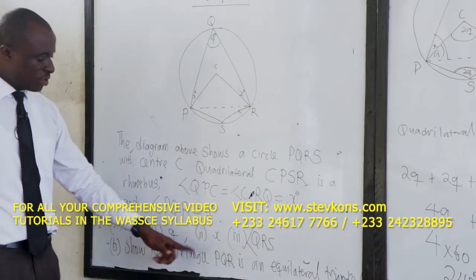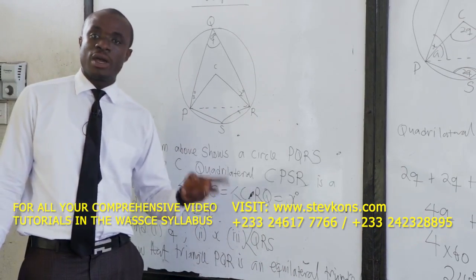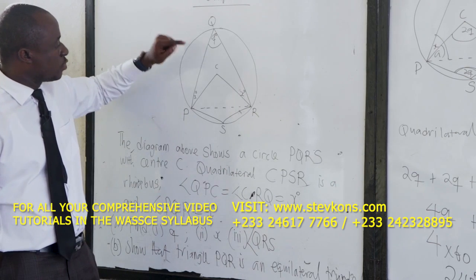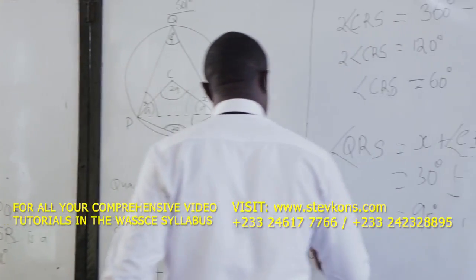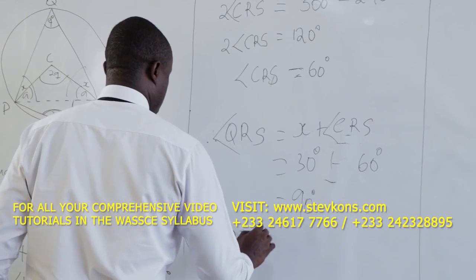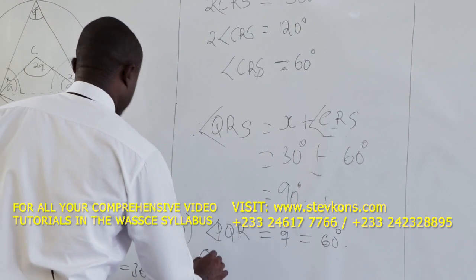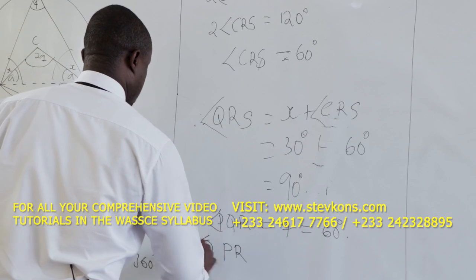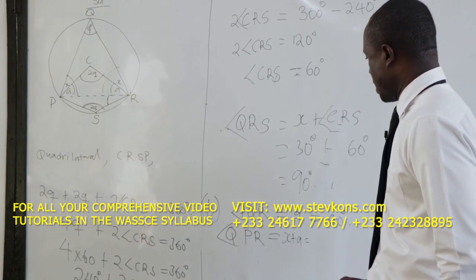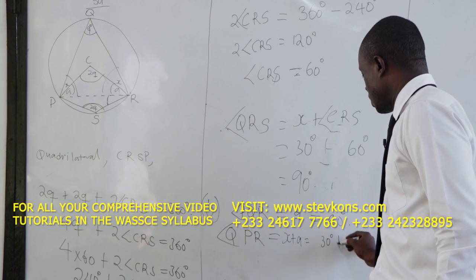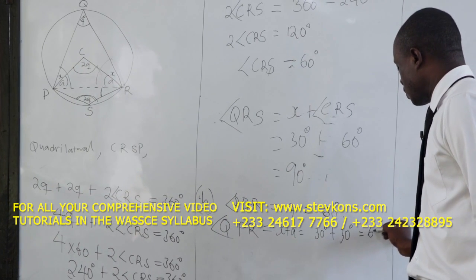Now, the B part is we show that triangle PQR is an equilateral triangle. Now, for an equilateral triangle, all the angles must be equal, and this must be equal to 60 degrees. So it's telling us, let's show if this is 60, the angle here too is 60, the angle here too is what? 60. That is all that we are supposed to show. Now, we know PQR is equal to Q, and we have the Q to be 60 degrees. Now, QPR. QPR is the same as X plus A. X plus A. Now, what is X? We had X to be 30 degrees. And what did we also get for A? We had A also to be 30 degrees. And this is also equal to 60 degrees.